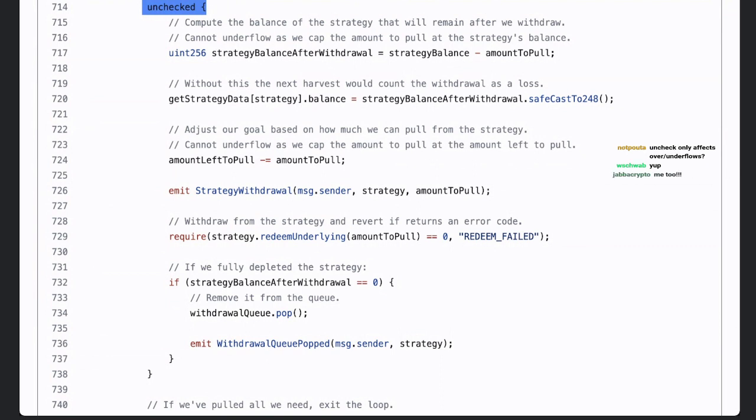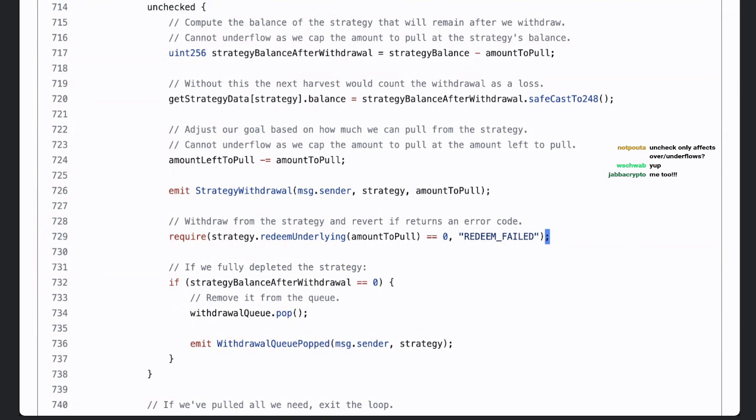Oh, actually, before you scroll down, one of the things, just perusing this quickly, the require on 729, I didn't really understand what was going on there. It looks like you're calling a function that should be returning 0 because you've already done the withdrawal. Sorry, I'm just going to cut you off because this is a weird implementation detail.